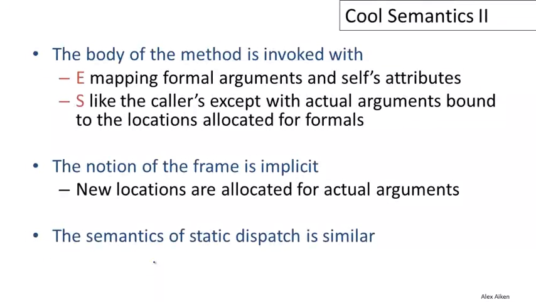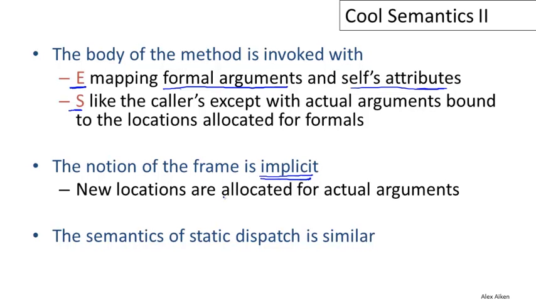To summarize our discussion of dynamic dispatch, the body of a method is invoked with an environment E that has definitions for the formal arguments and the attributes of the self object, and a store that's just like the caller store, except that it also has the actual arguments bound to the locations allocated for the formal parameters. Notice in the rules that the notion of a frame or activation record is implicit.